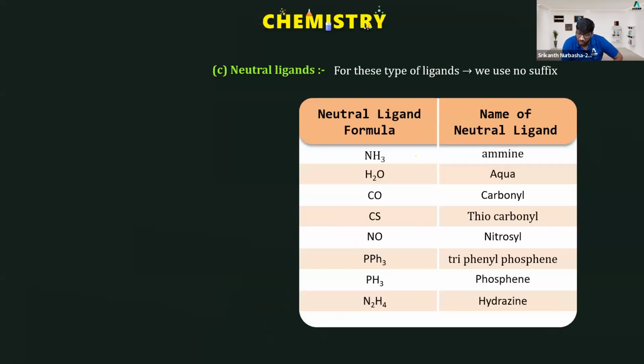Write down the names of these complex ligands also. NH3 is ammine. Here you have to concentrate carefully. Double M has been used: AMMINE. H2O is aqua. CO is carbonyl. CS is thiocarbonyl. NO is nitrosyl. PPh3, triphenyl phosphine. Triphenyl phosphine is very, very important. Even this is having uses in organic chemistry.